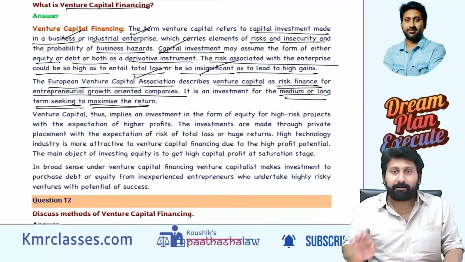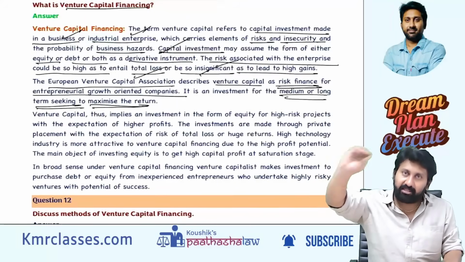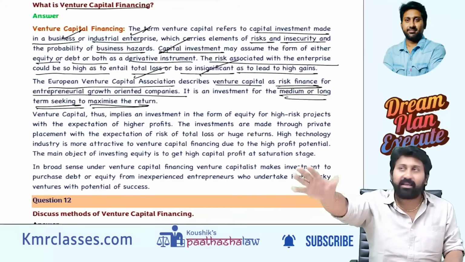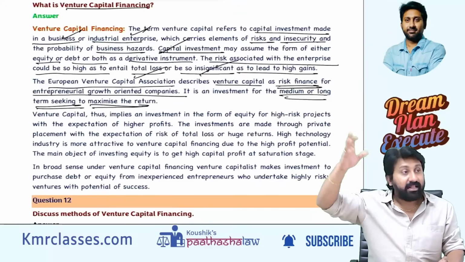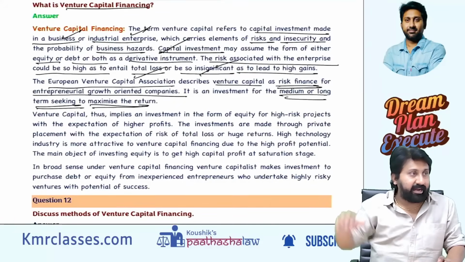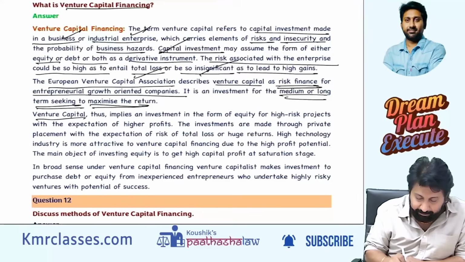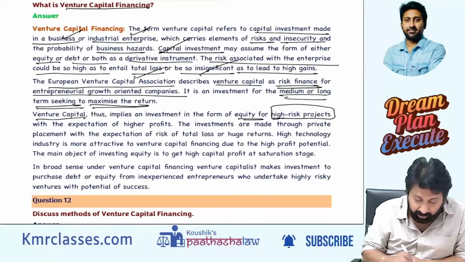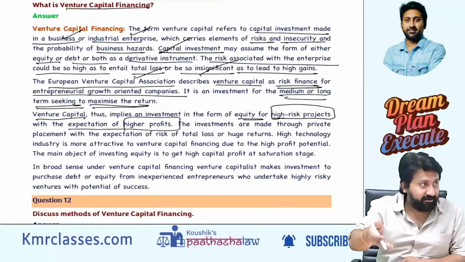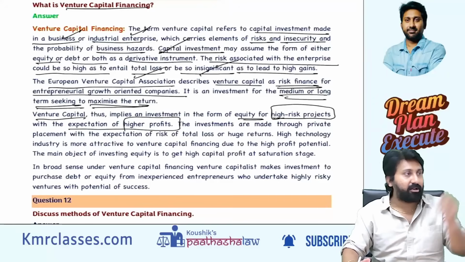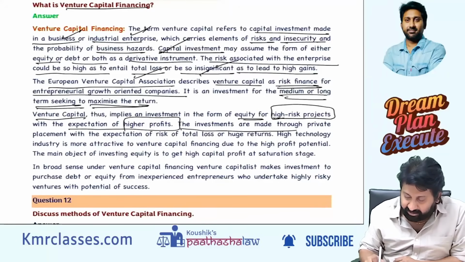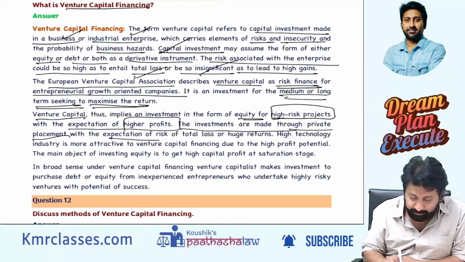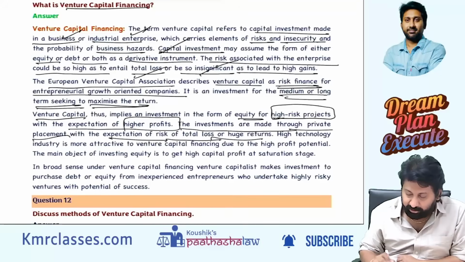So simply to tell, there is a venture. They will fund the capital. They know that it is very risky. Anyway, they have invested in so many companies now. They are ready to take that risk to get a higher return. Venture capital thus implies an investment in the form of equity for high risk projects with an expectation of higher return. Just now I told you, high risk means high return also will come. The investments are made through private placement with expectation of risk of total loss or huge return.